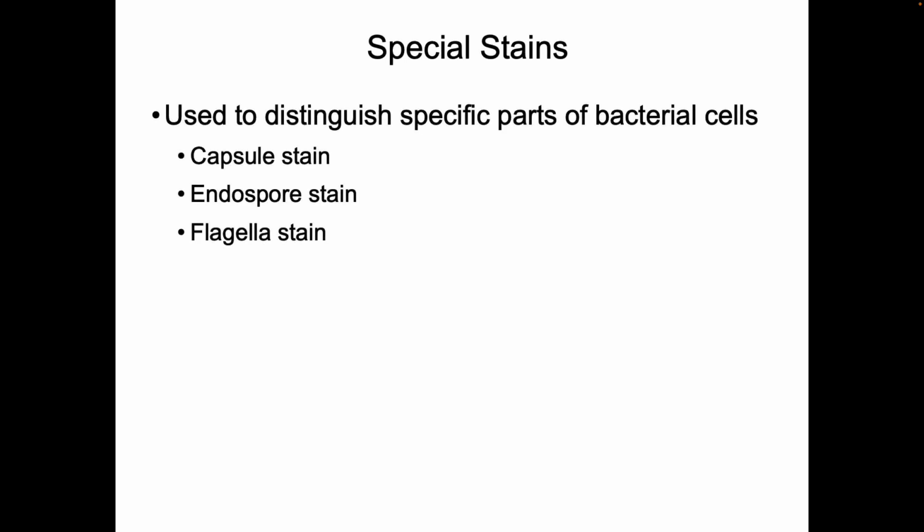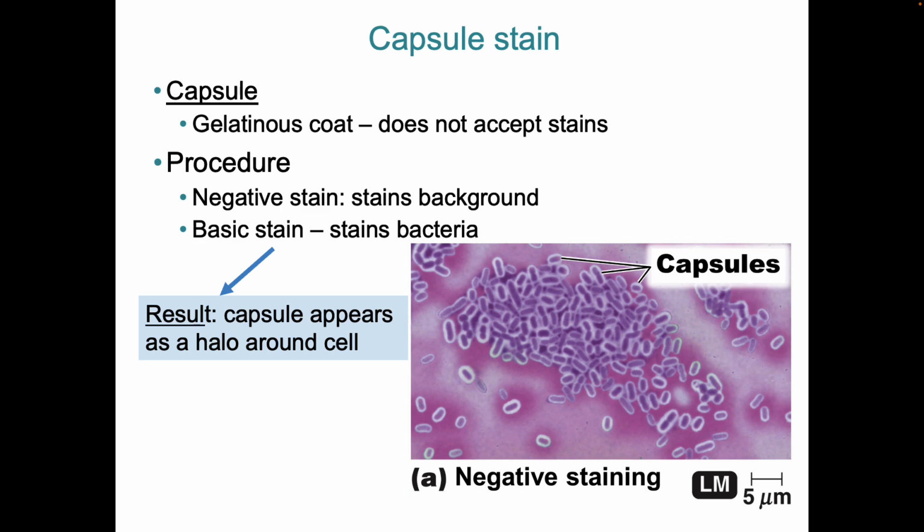We have special stains as well that can allow us to look at parts of a bacterial cell. So for example, the capsule, the endospore, or the flagellum. A capsule is a polysaccharide, kind of gooey, sticky coat that some cells produce. You can't stain it really, and so what you have to do is a little bit of both. You do a negative stain and a basic stain.